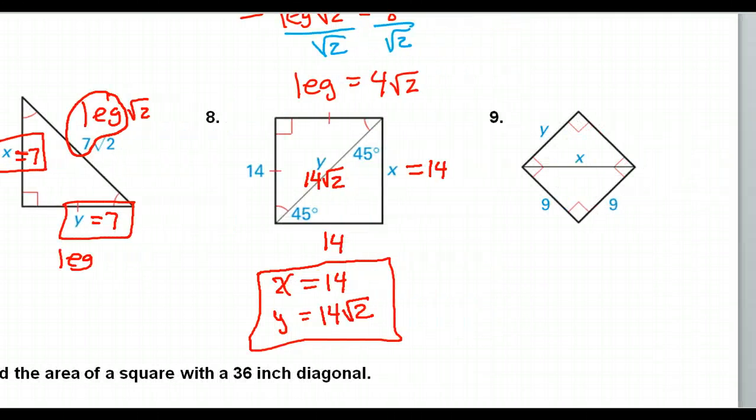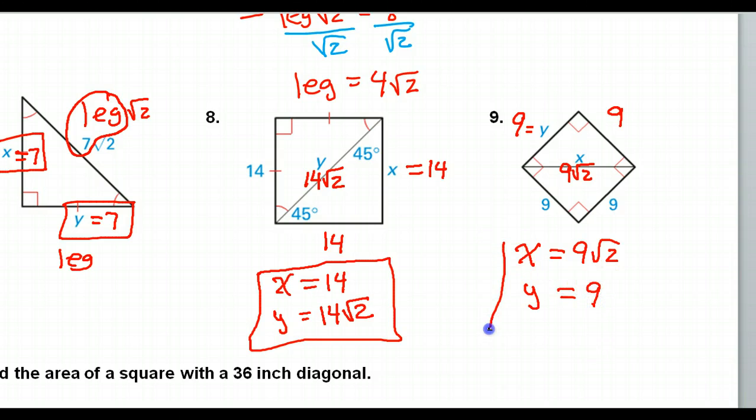Alright, number 9. Basically the same thing. Again, this is a square. So this is 9, 9. So this will be 9 and that'll be 9. So that means y equals 9. Then of course the hypotenuse will be 9 radical 2. Okay, so x equals 9 radical 2 and y equals 9.